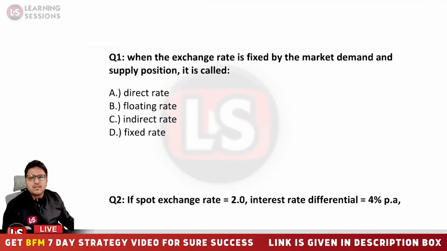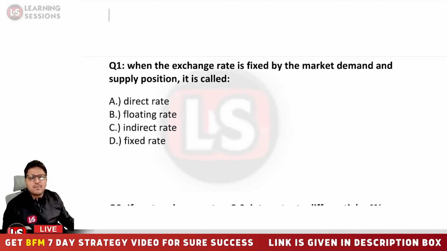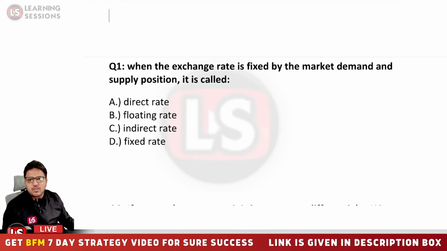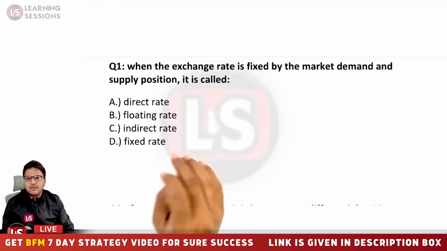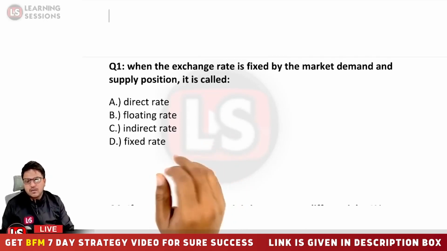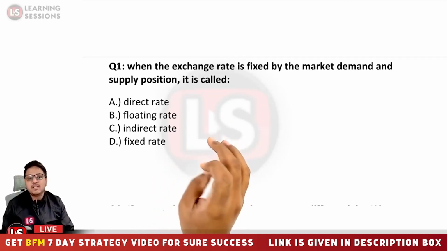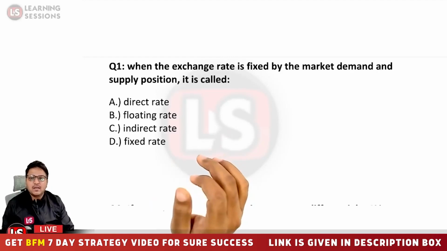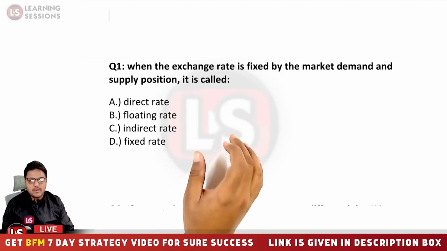So it says, when the exchange rate is fixed by the market demand and supply position, it is called direct rate, floating rate, indirect rate, or fixed rate. When the exchange rate is fixed by the market demand and supply position, it is called what rate?